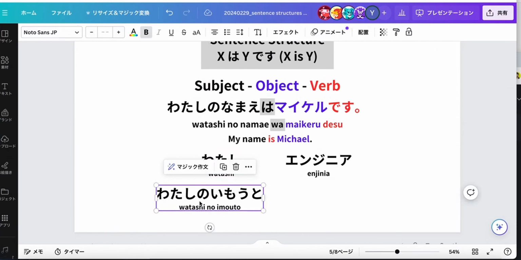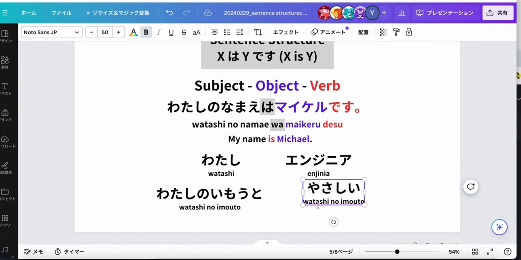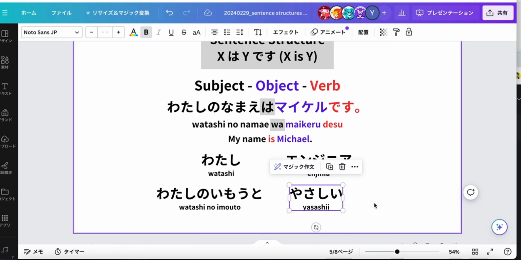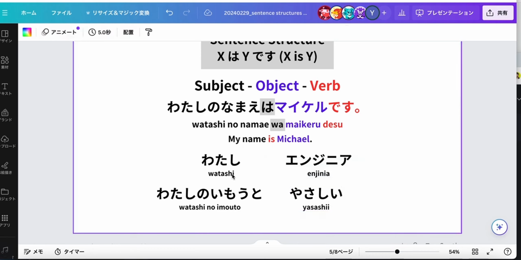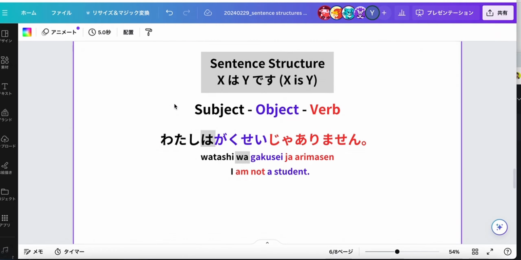あとは私の妹。You can also add adjectives here. 例えば、私の妹は何ですか？ Adjective 優しい。This is an adjective, to mean kind. 私の妹は優しいです。So, this X is Y. You can use a name or noun or adjectives. じゃあ、次。Now, it's a negative sentence.